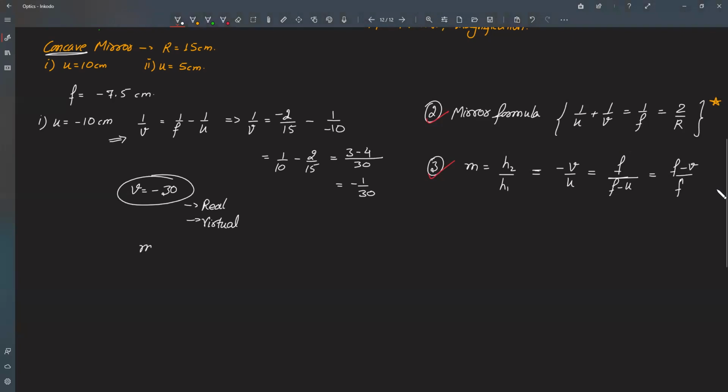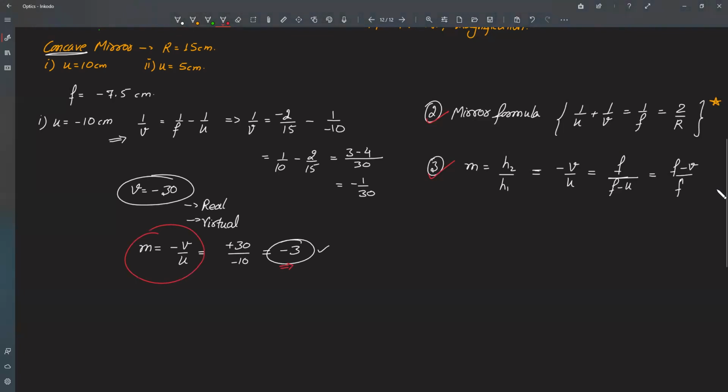Now the magnification. Magnification is -V divided by U. So minus V means plus 30 divided by U, which is -10. So that is equal to -3. So this 3 is the magnification. From this also you can say that it is a real image. Obviously, you had +3. Your answer was +3. So that was the reason.